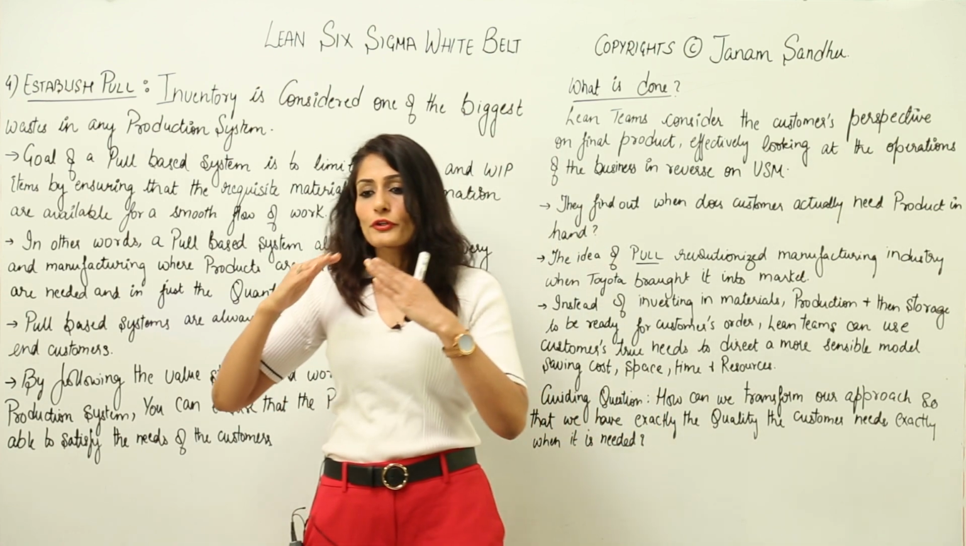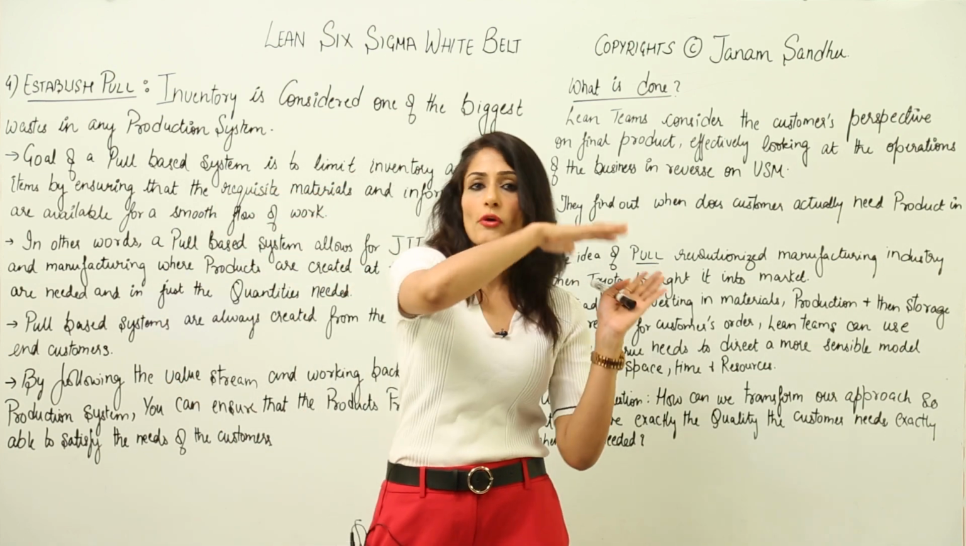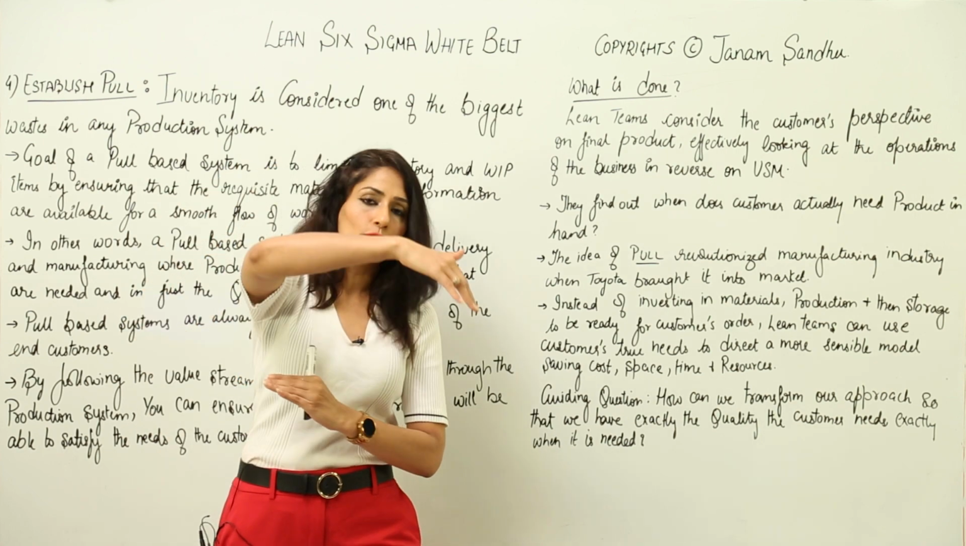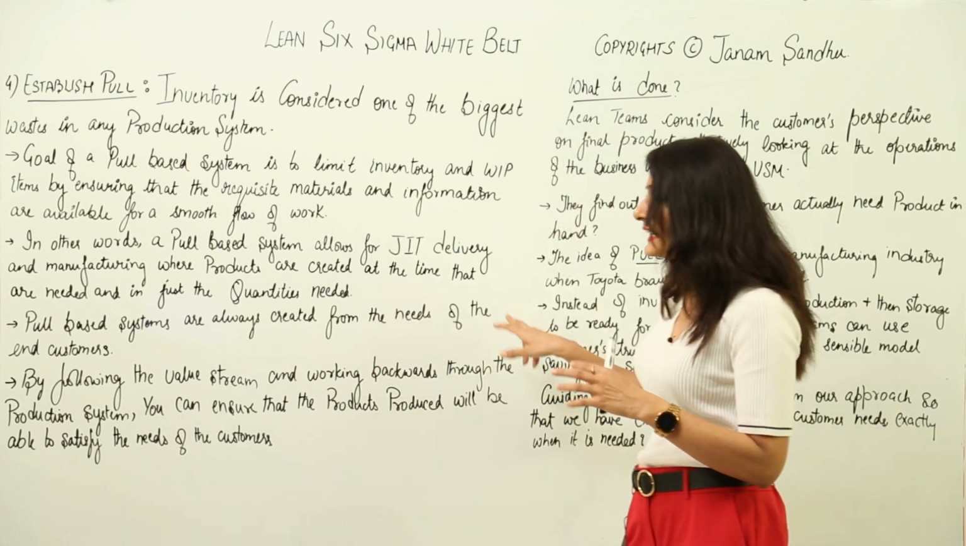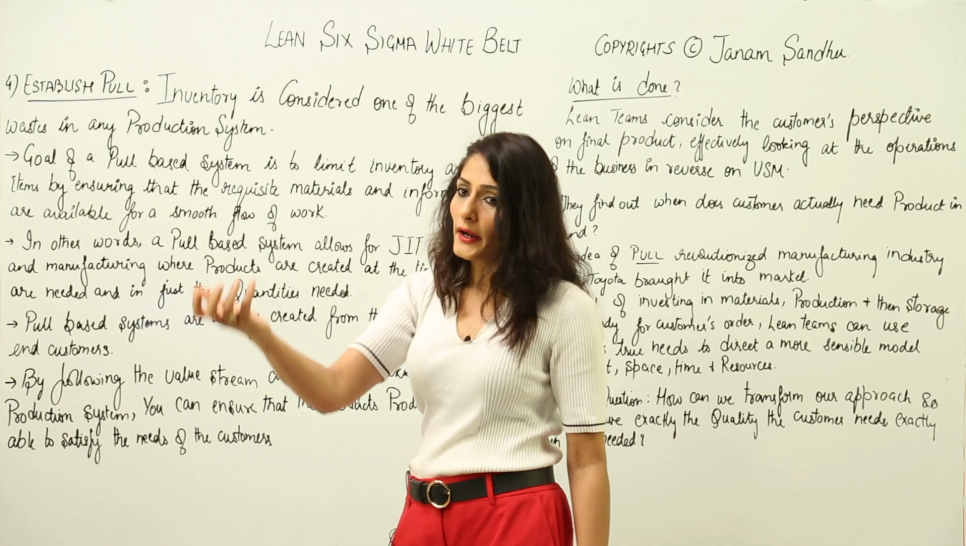For that, what you have to do is look at your value stream in a reverse manner, that is, not from the supplier to the customer, but from the customer end back to the supplier. So, pull based systems are always created from the needs of the end customers, people who are going to buy your products.